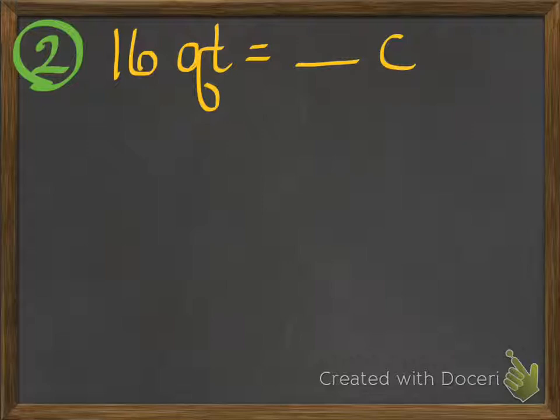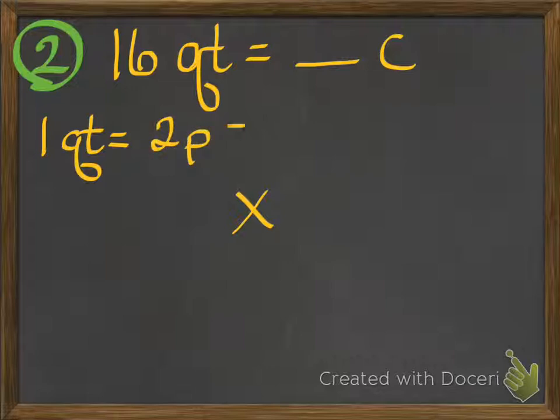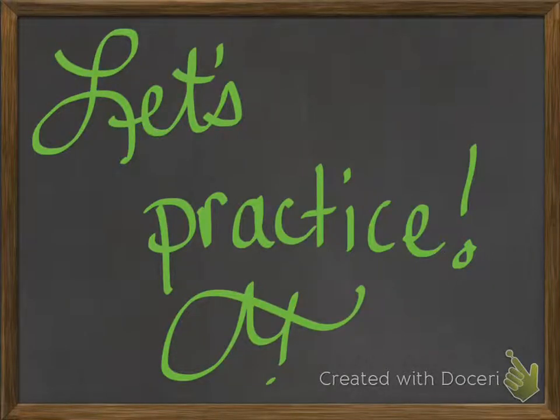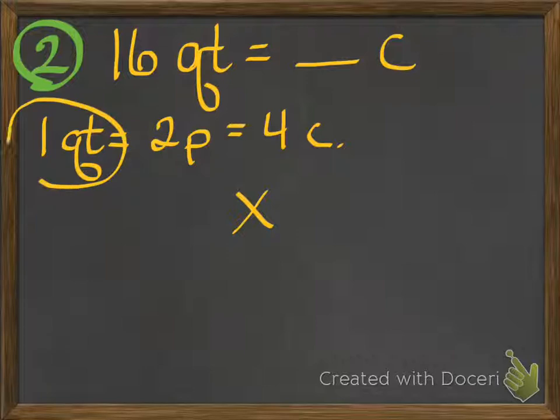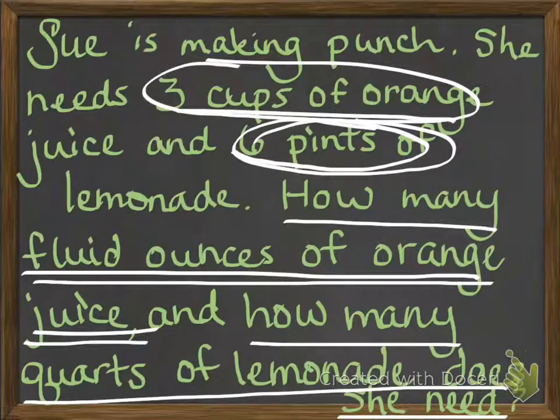I'm going from a larger unit to a smaller unit, so I know I'm going to be using multiplication. I know that inside of 1 quart, 1 quart equals 2 pints, and I also know it equals 4 cups. So I could go back to my picture to find out how much a quart equals in cups.